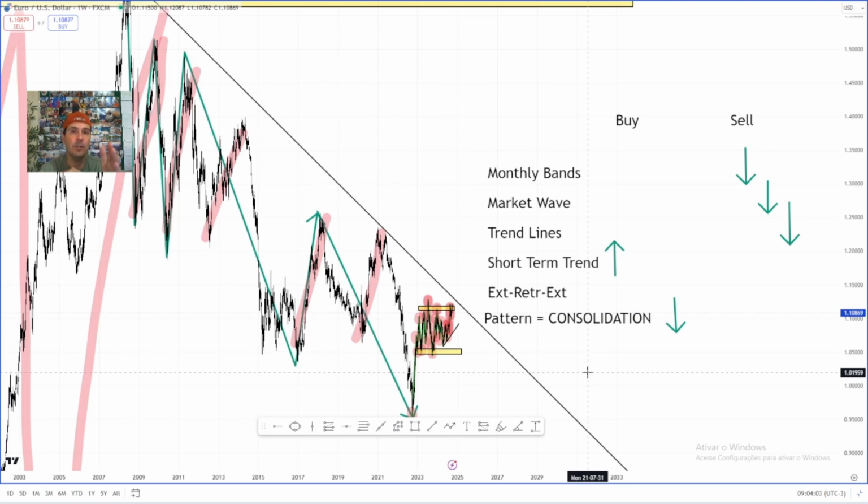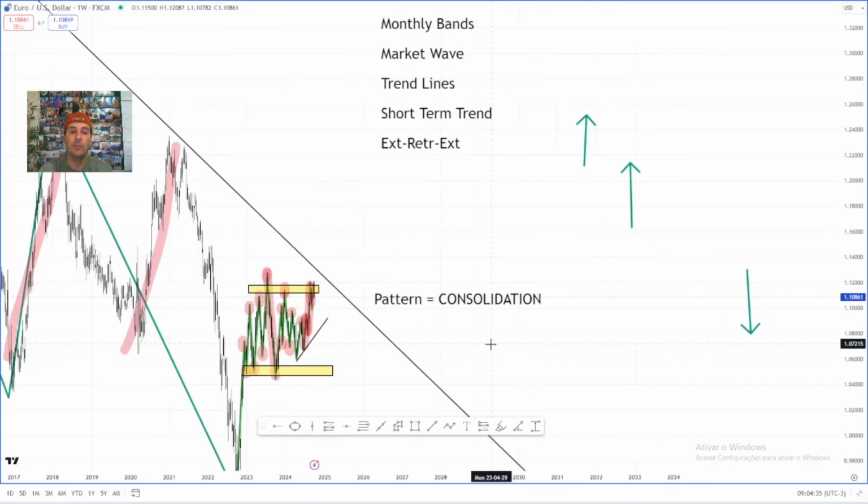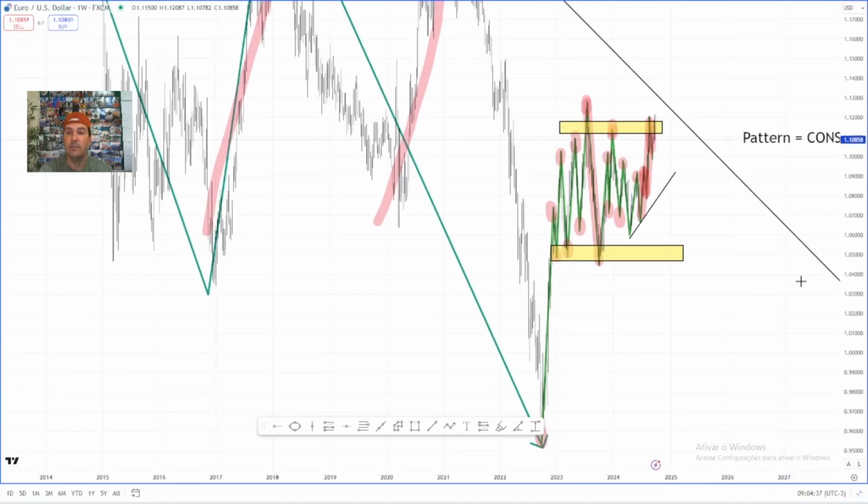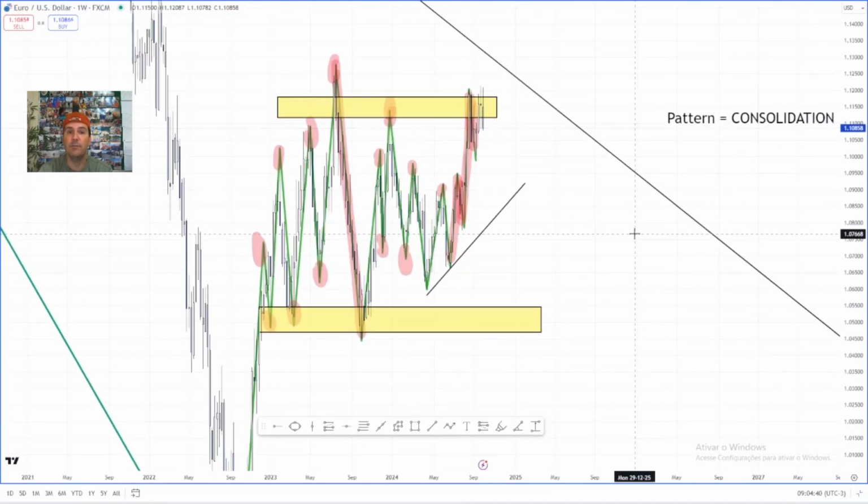Okay, monthly chart, we have the long-term view, it's sell. Now on the weekly chart, the long-term view, it's short, short, short. Monthly bands is down, market wave still pushing down, trend lines pushing down. But then we have the short-term trend is up, and we also have the short-term trend lines pushing up short term. But we have also consolidation as a pattern. So I would tell my trader, all right, be careful.